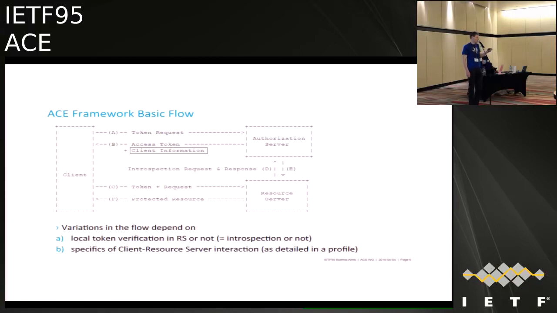There may be variations of this flow depending on whether there is introspection or not, and also depending, as we mentioned previously, on the specifics of the client and resource server interactions, which are then detailed in the profile. So for example, we could think of a client and resource server communicating using CoAP and transport layer security or application layer security, or we could think of HTTP and TLS, and the way the token is transported could be different in these cases. The token could either come with a request, or before the request, or in the authentication handshake. So these are examples of the variations that different profiles could show.